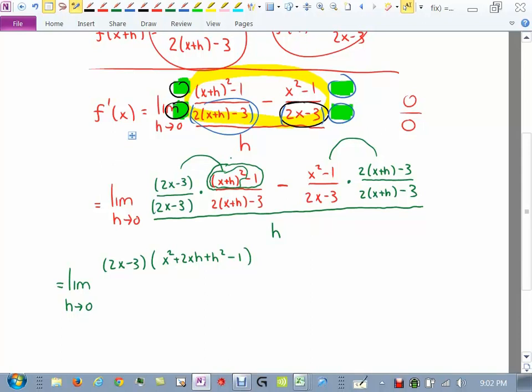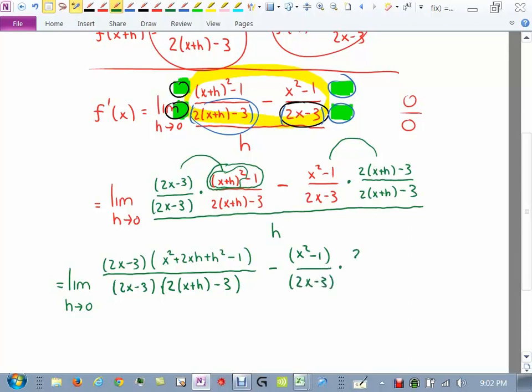2x minus 3. Then we have all that stuff becomes x squared plus 2xh plus h squared, and then minus 1. So I expanded this out, multiplied it times itself, collected like terms, and then had the minus 1 there. And that's all over my common denominator, which was the 2x minus 3 times 2 times x plus h minus 3. Then minus, over here I had the x squared minus 1 over the 2x minus 3. Now let me go ahead and figure out what this was. This was 2x plus 2h minus 3, and this was 2x plus 2h minus 3. And then all of that over h.